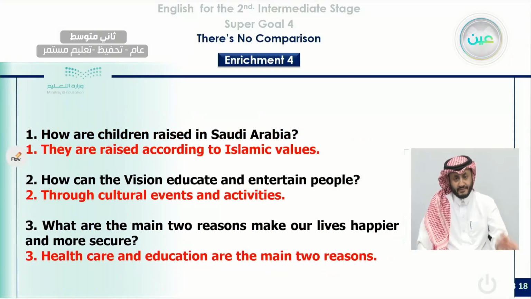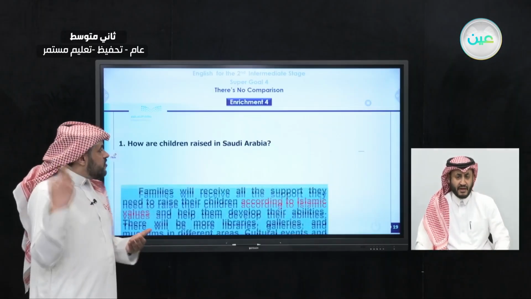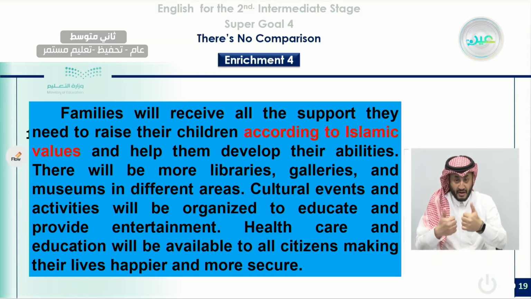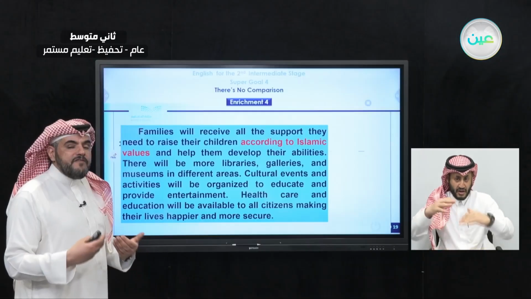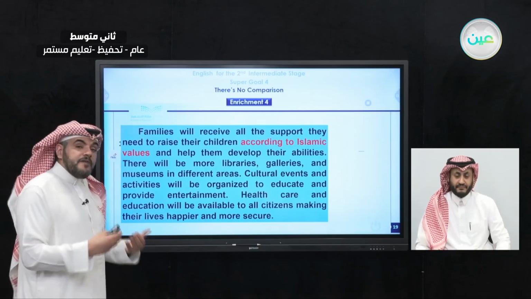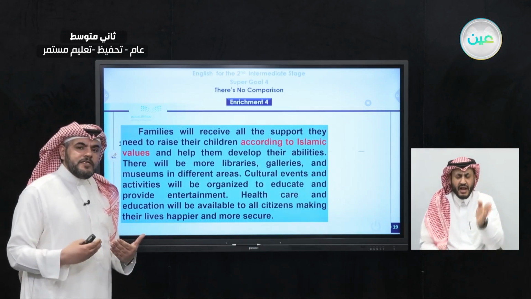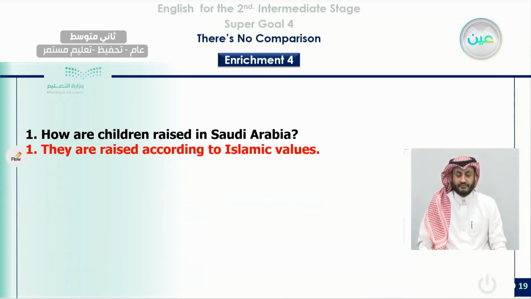We go to the second paragraph also. We have another question here. How are children raised in Saudi Arabia? Let's go back to the reading passage. Families will receive all the support they need to raise their children according to Islamic values. So they are raised according to Islamic values. You know what Islamic values? Islamic values are the principles that we believe as Muslims. So these are called the Islamic values.